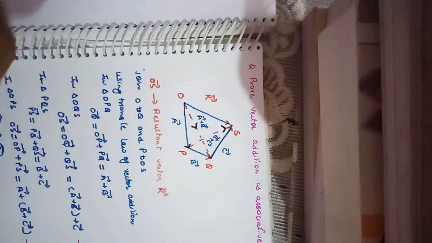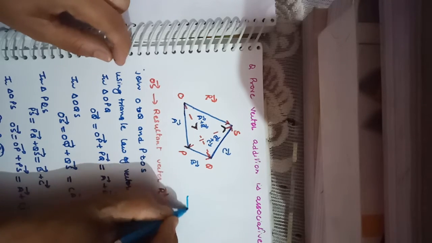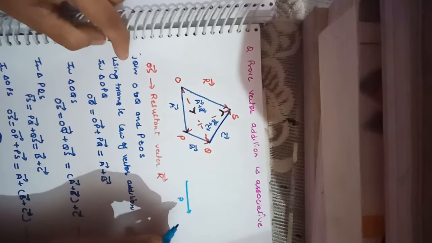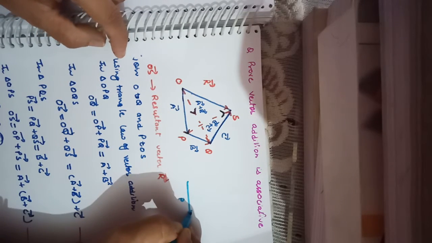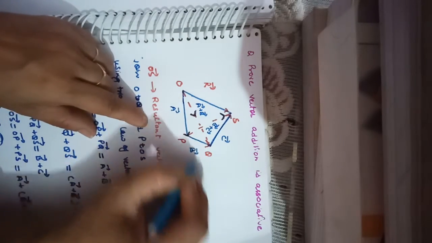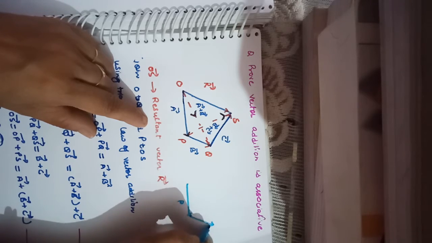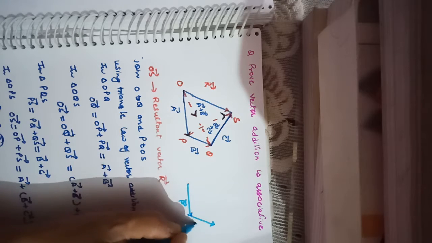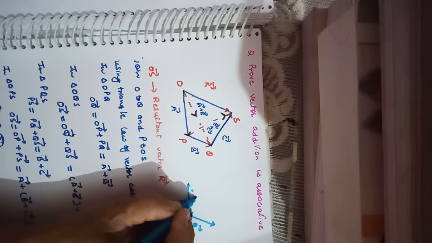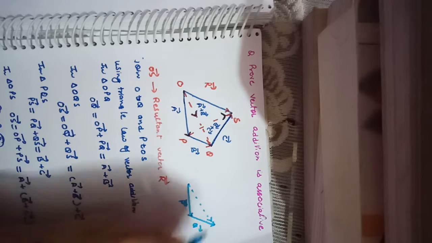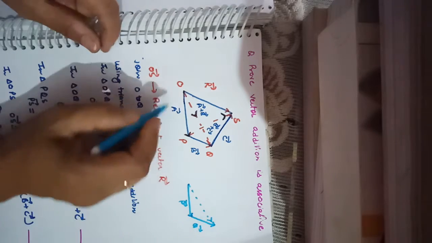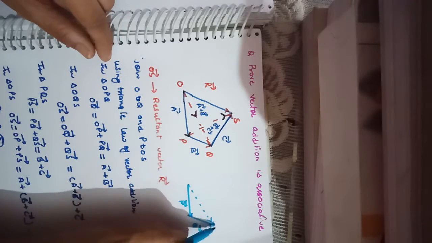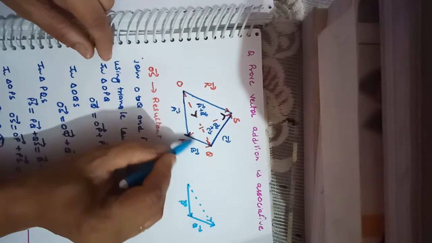So see, first of all, what you will do, you will take P vector. This is P vector. Okay, and join the tail of the Q vector like this. So this is P vector and this is Q vector, and this is what? Resultant of these two vectors. So this is a triangle law of vector addition. So see, here OQ vector represents the resultant of addition of these two vectors.